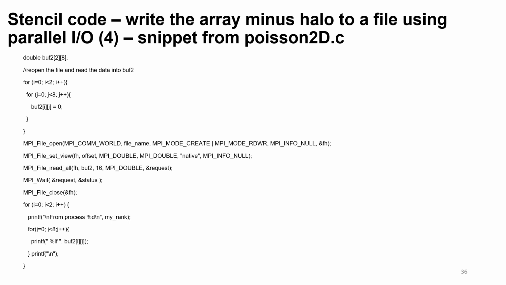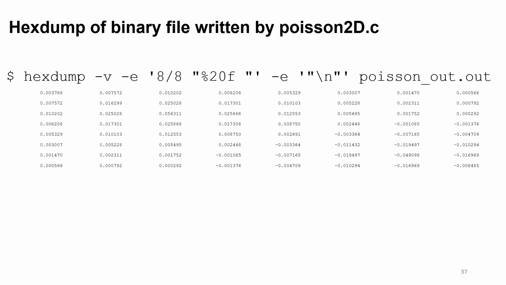And then we have a call to MPI_Wait, and then we close the file, and what we are doing here is the for loop printed at the bottom of the slide in this region. So we are printing the values of the buffer just to verify the correctness of the code. As I was mentioning, we could also use the hexdump command to inspect the contents of the binary file named poison_out.out.